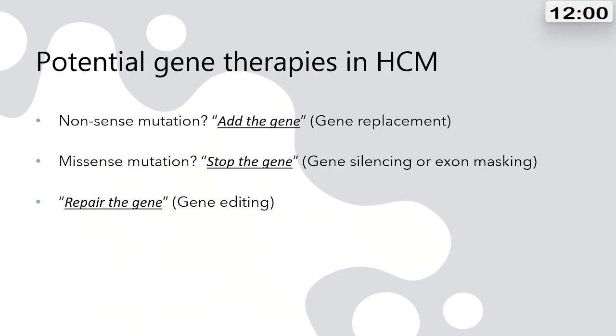So very simply, we'll take a look at what potential gene therapies can be developed in HCM. If there's something called a nonsense mutation, this means it's a mutation that causes the gene to not produce anything at all. In this case, it's just as simple as adding the normal gene, and the normal gene will be produced as normal, and this is gene replacement. Or if it's a missense mutation, that is, a mutation that causes the gene to produce abnormal proteins, then we'll just stop this gene from producing the abnormal proteins. And this is with gene silencing or exon masking. Or finally, we can just repair the gene with gene editing.